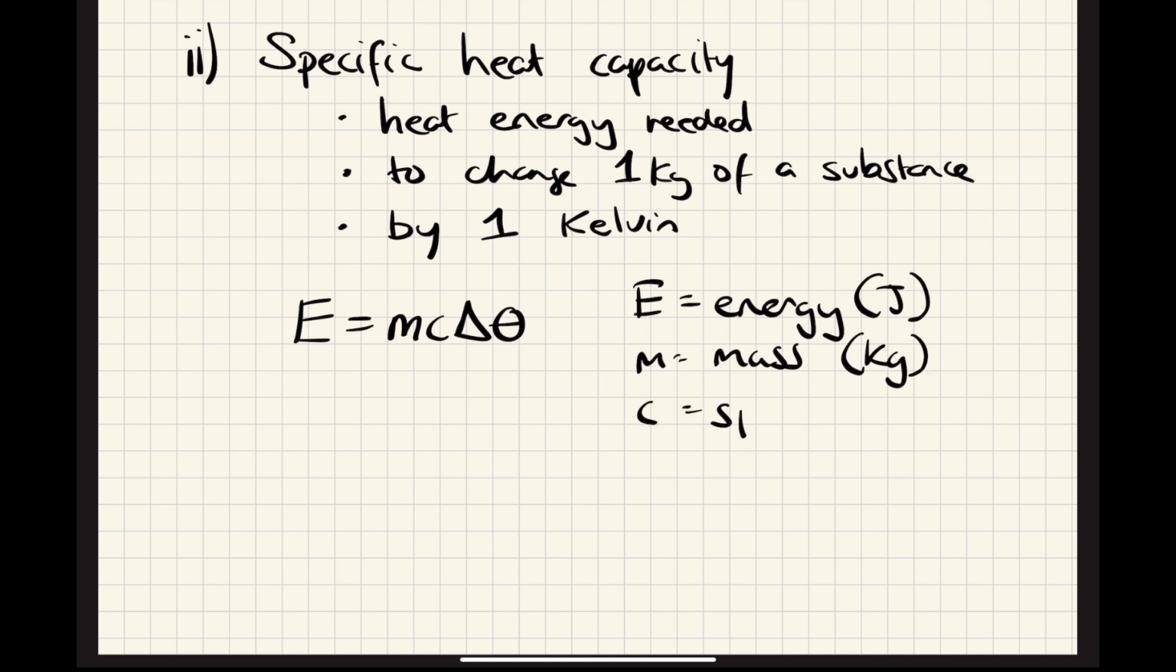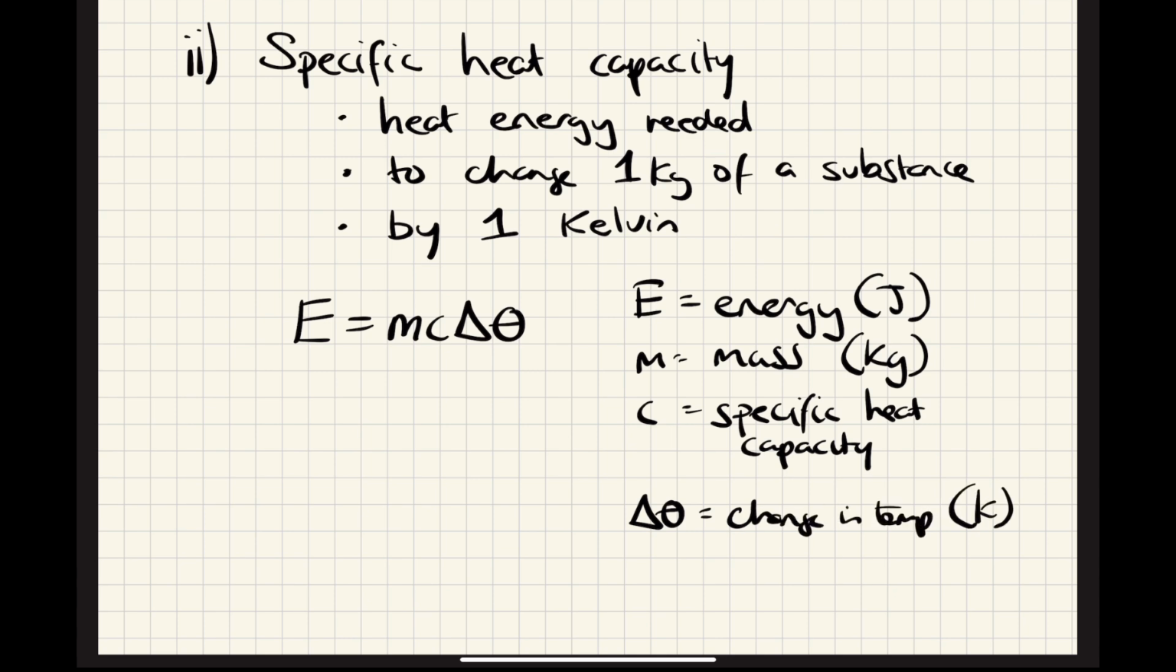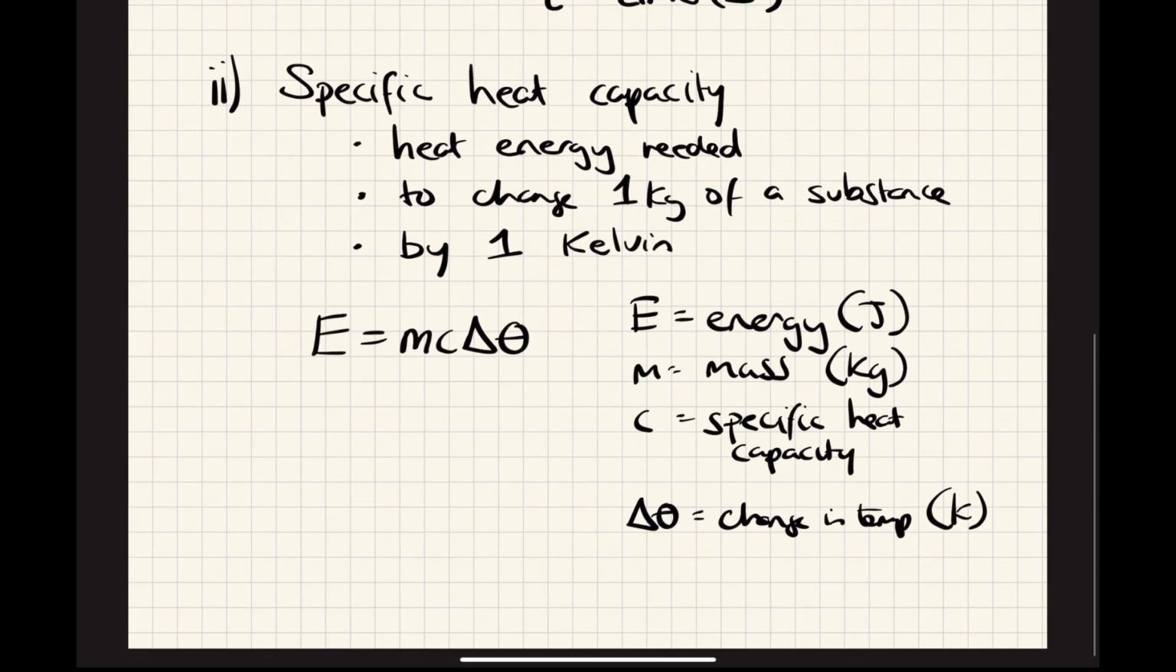C is for specific heat capacity, and you might not know the unit, so I'm going to talk about how to find that real quick here. And then delta theta is for change in temperature, and again, like I said, that should be technically in Kelvin. You will see some books do it as degrees Celsius. I wouldn't lose sleep over it.